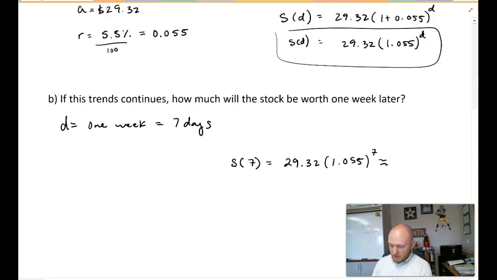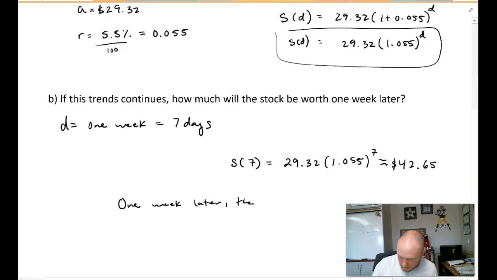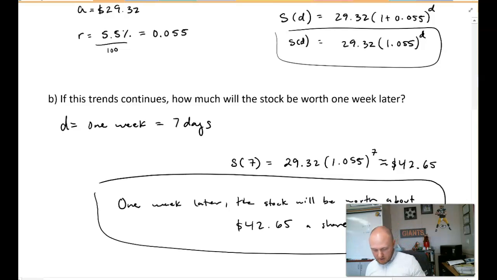And we get approximately 42.65. So 1 week later, the stock will be worth about $42.65 a share. All right, there we go.